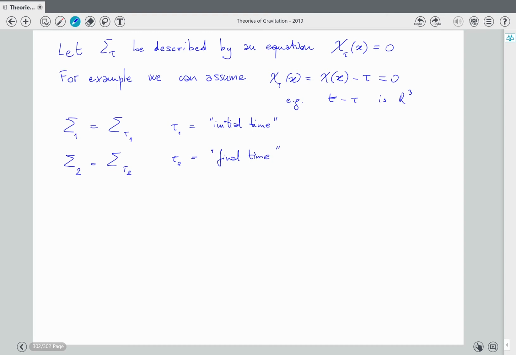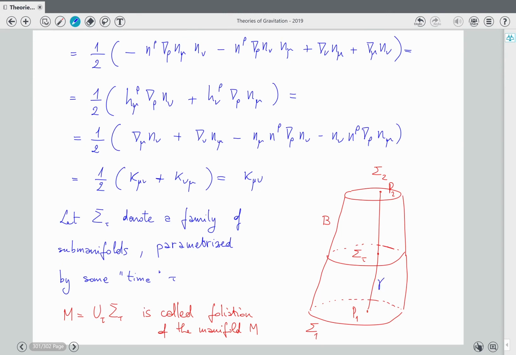So let gamma x tau denote a curve such that at initial time it is a point on sigma 1, basically it is this curve.